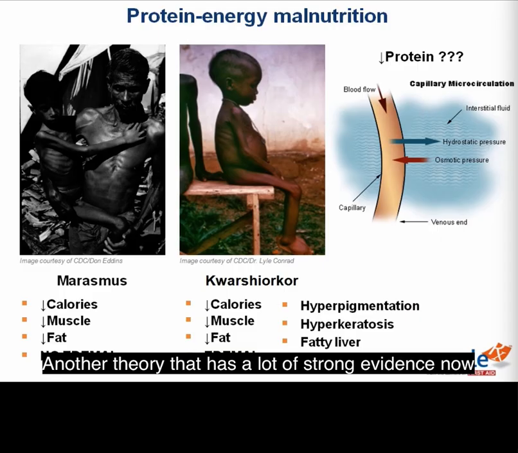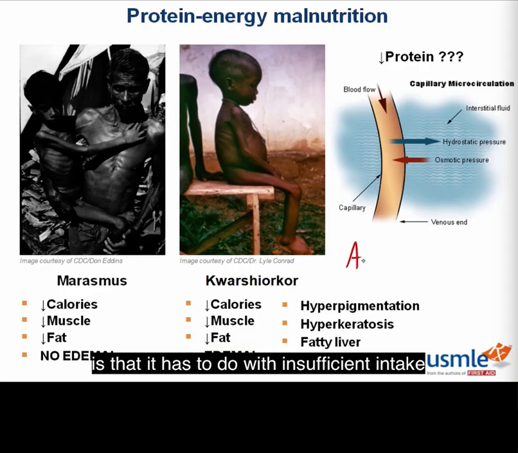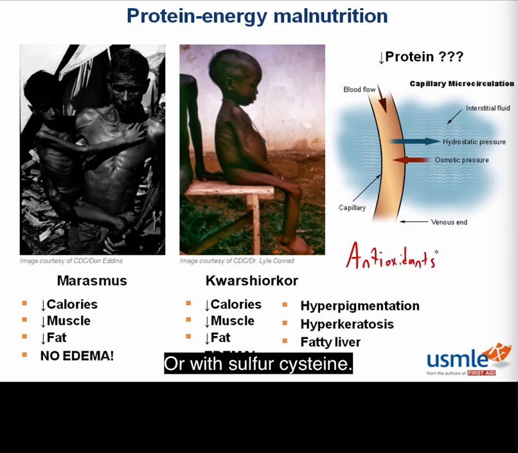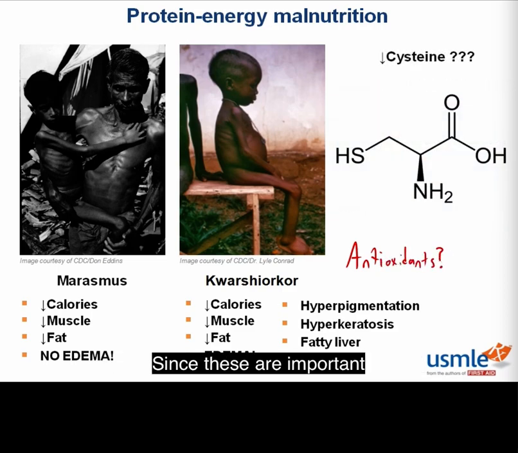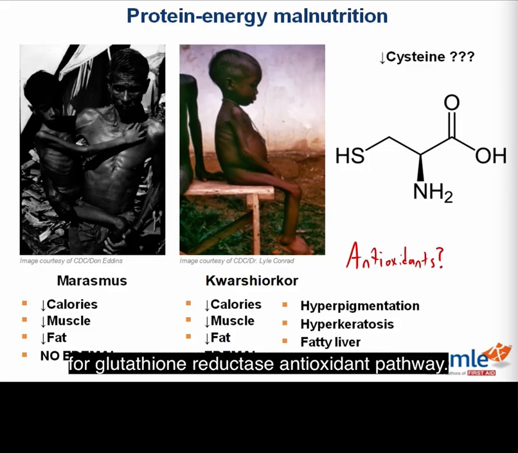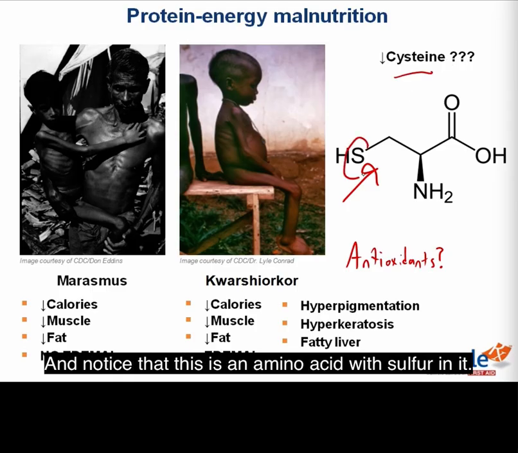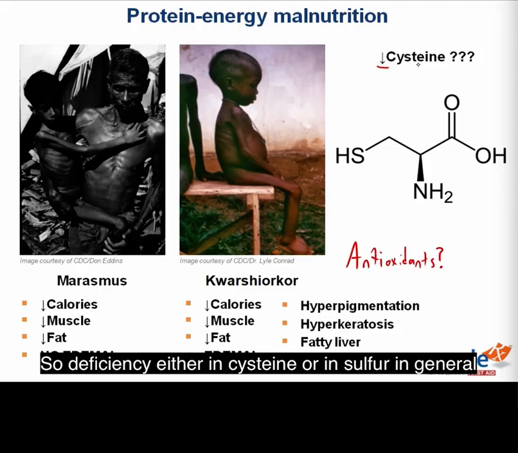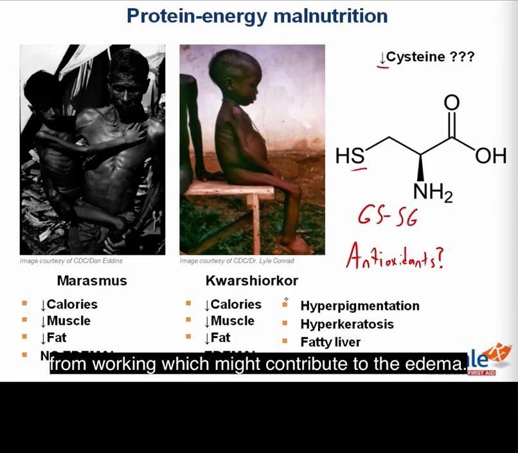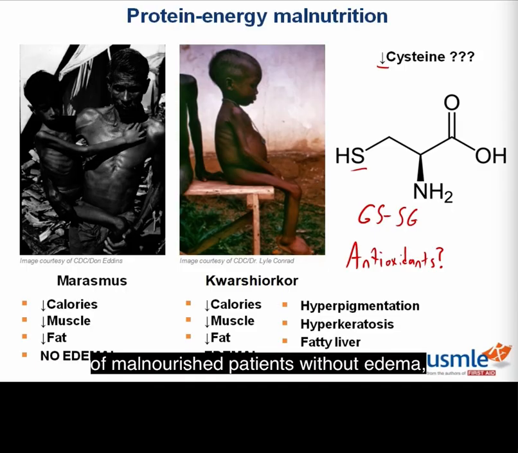Another theory that has a lot of strong evidence now is that it has to do with insufficient intake of antioxidants, or with sulfur or cysteine, since these are important for the glutathione reductase antioxidant pathway. Here you can see the structure of cysteine, and notice that this is an amino acid with sulfur in it. So deficiency either in cysteine or in sulfur in general could prevent the glutathione antioxidant pathway from working, which might contribute to the edema. Now again, that said, there are still some cases of malnourished patients without edema, which by definition is marasmus, who have insufficient antioxidant intake and don't develop edema anyway. So this probably isn't the whole story either.